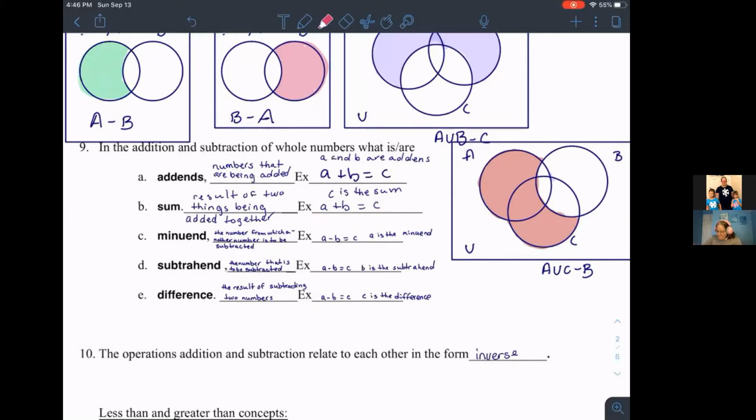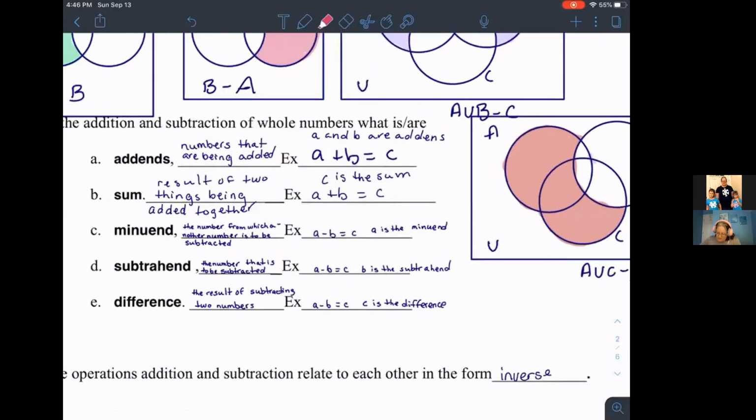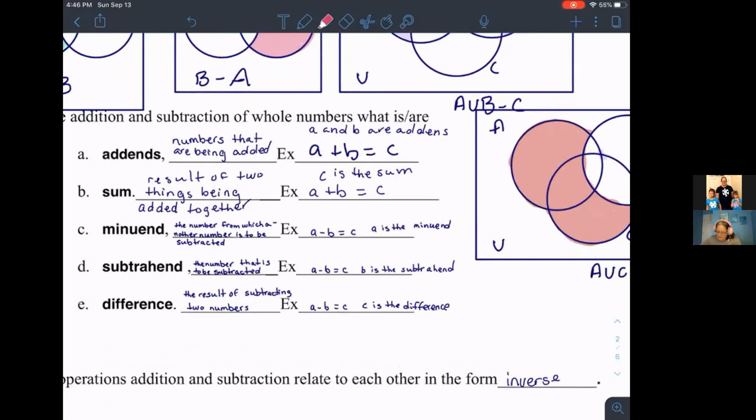The minuend is the number from which another number is to be subtracted. Example is A minus B equals C. A is the minuend. So it's the number that everything is being subtracted from. The subtrahend is the number that is to be subtracted. So in this one, it would be B, because A would be the minuend, B would be the subtrahend.